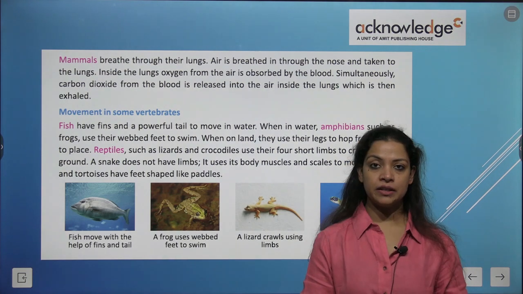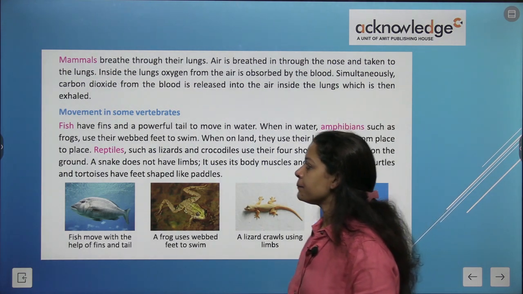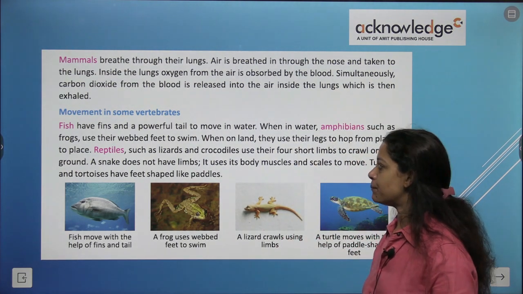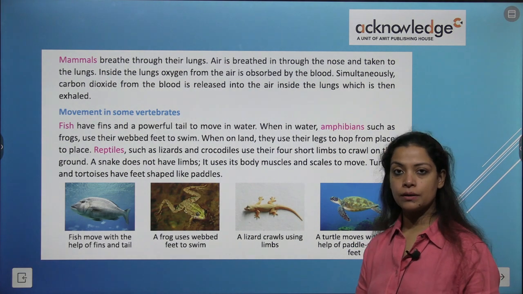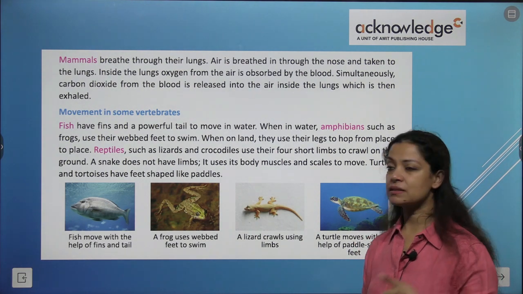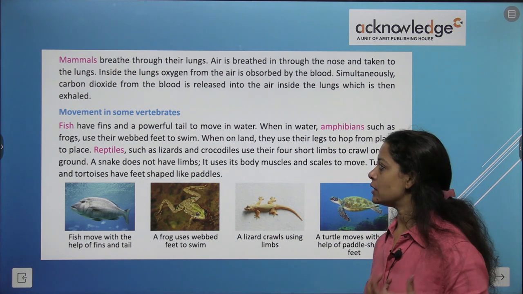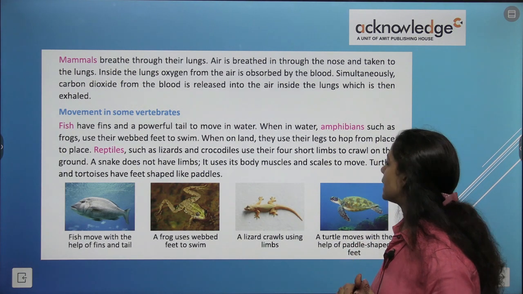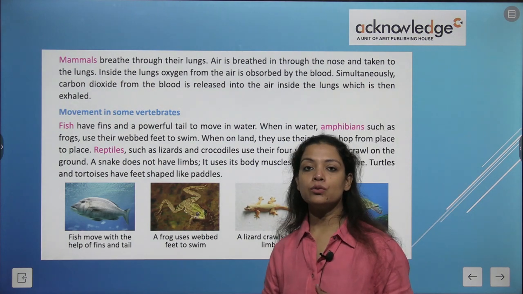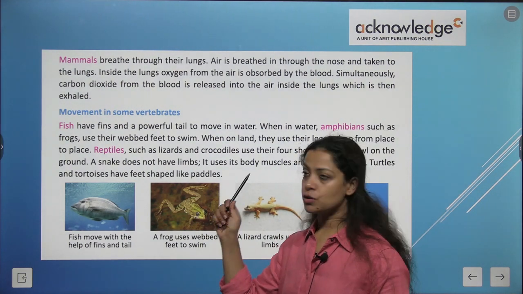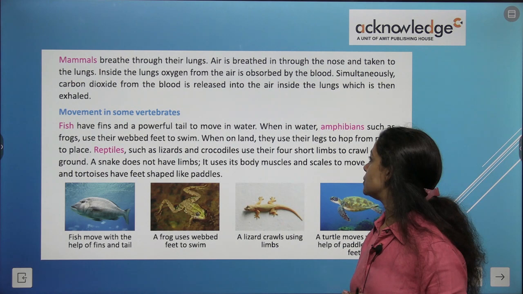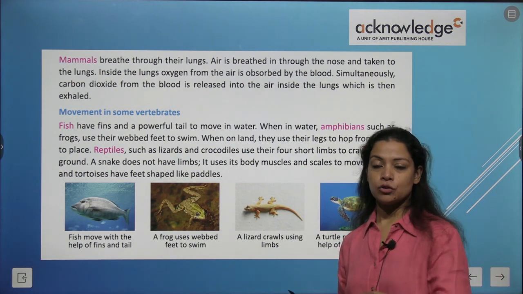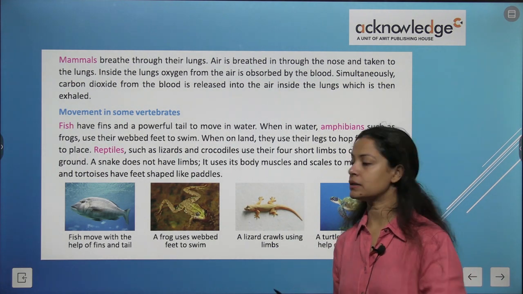Movement in some vertebrates. How is it happening? Fish have fins and a powerful tail to move in water. We all know which organ fish have: fins, and they also have a tail which helps them move in water. Amphibians such as frogs use their webbed feet to swim in water, and on land they use their legs to hop. When they are on land, they hop in this way.